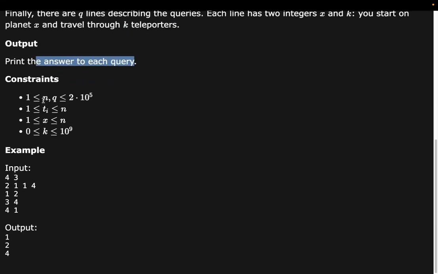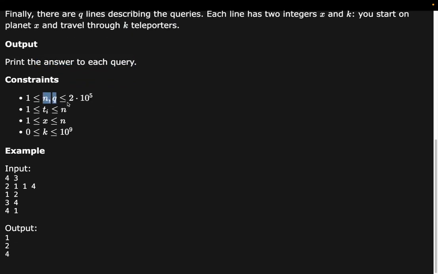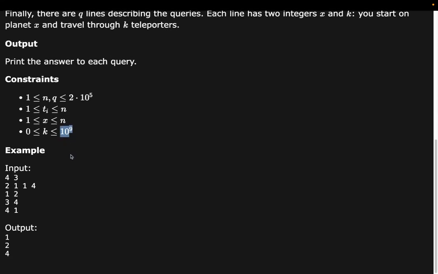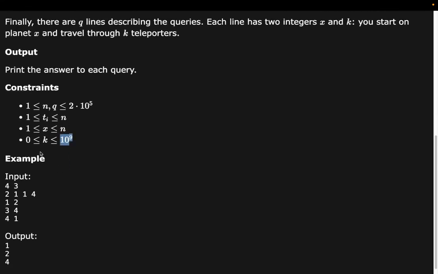And if you look at the constraints, the number of planets and queries can go up to 2 times 10 to the power 5. Planets are numbered 1 to n. K, that is the number of times you're teleporting, can go up to 10 to the power 9 as well. Okay, cool. So how can we actually solve this?